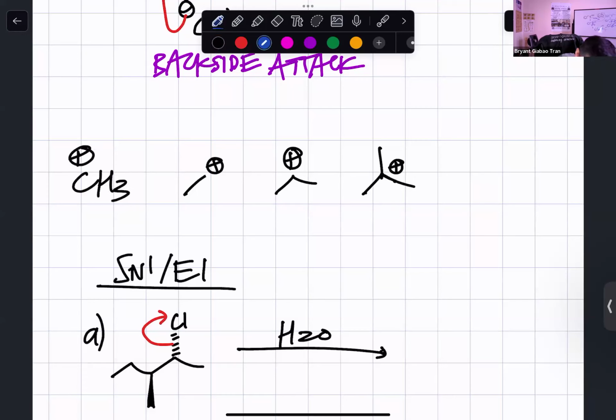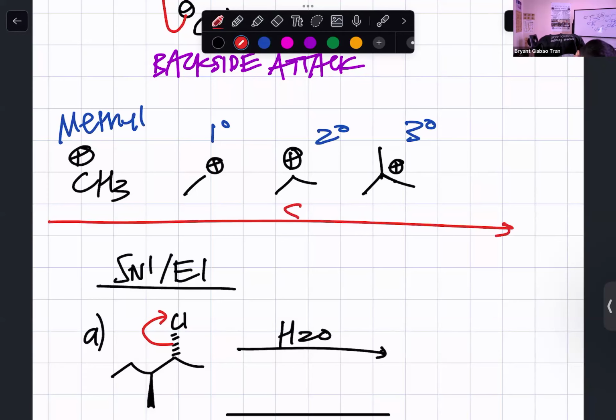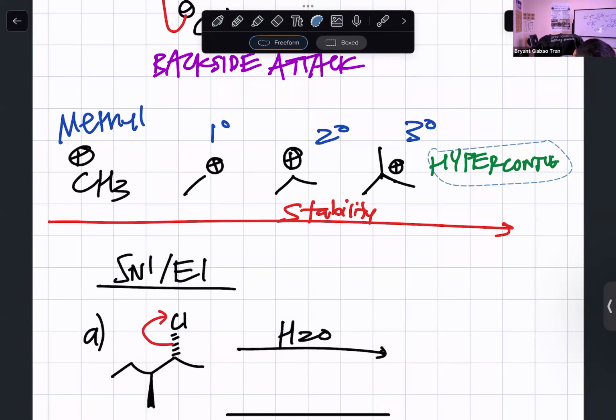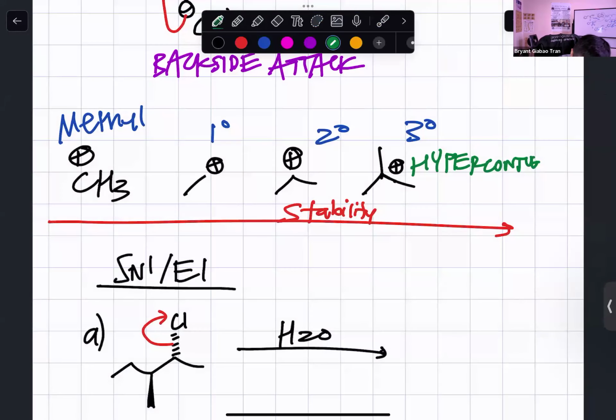Okay, so this is a tertiary carbocation, secondary carbocation, primary carbocation, methyl carbocation. And stability is going to increase from right to left because of something called hyperconjugation. The way that you can think about this is that the more groups or friends the positive charge has, the more stable it's going to be. That's because these groups here have a lot of electrons that are naturally or inductively going to donate electrons into the positive charge, making that positive charge stable.